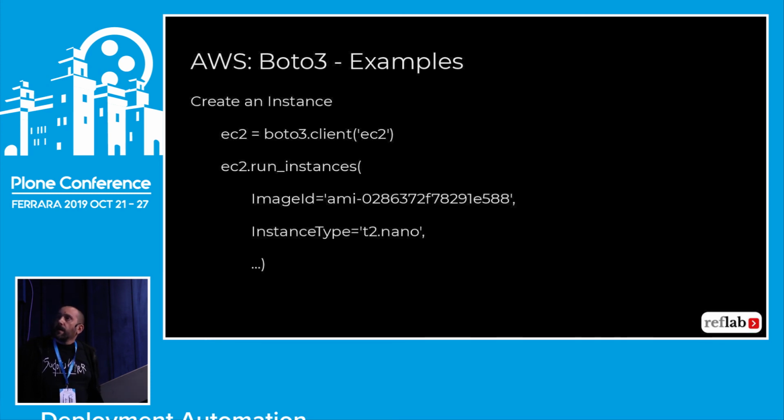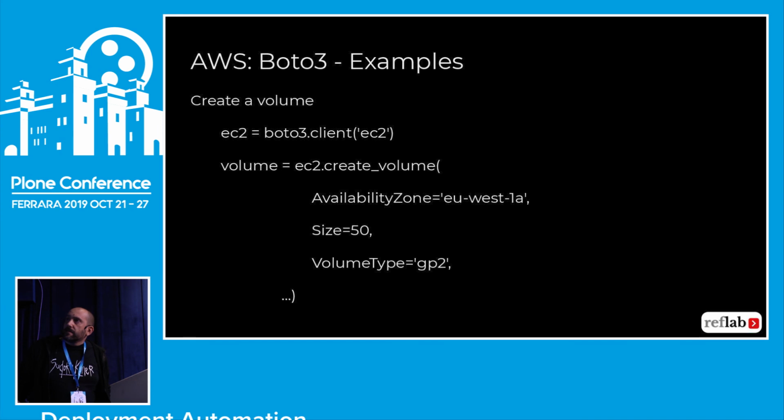And in this other example, I create new instances using the name of the AMI, that is the correspondent of a Vagrant box. So it's a pre-installed disk. And the instance type is the type of virtual machine I want to use.